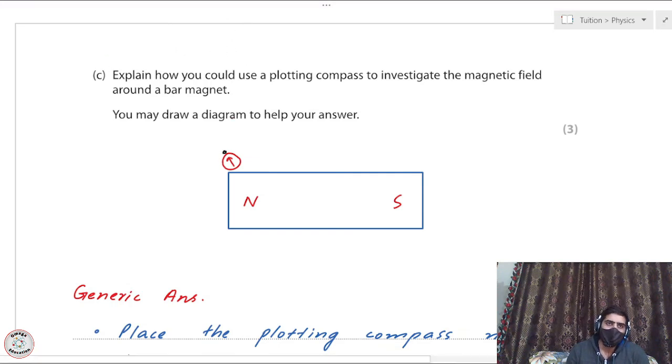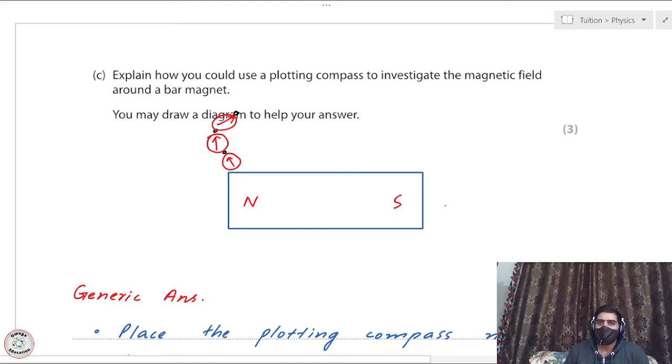Then replace the compass on that point. And in fact, you can bring a new plotting compass as well. You can use multiple plotting compasses at the same time. You place it over here, the needle will point somewhere, then you draw a dot over there. Then place the plotting compass once again on the dot, the needle will point somewhere, probably over here, then you draw a dot over there. Place the compass at that point or bring a new one.